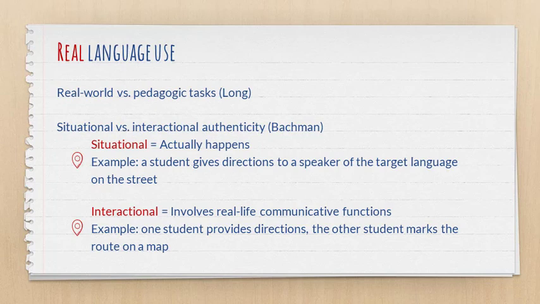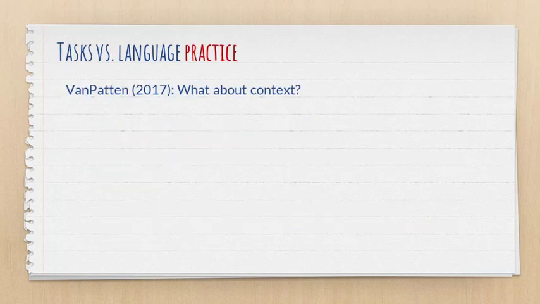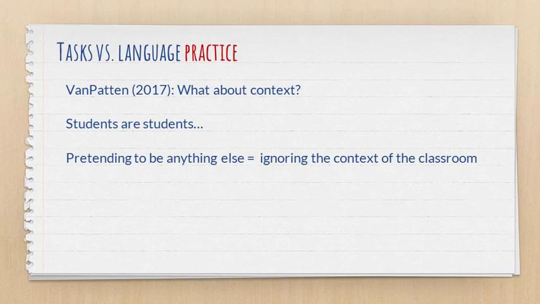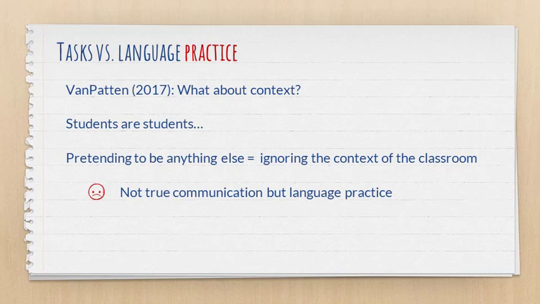Now, all of these tasks are indeed tasks according to TBLT. However, VanPatten doesn't quite agree with it. He would say these are not real tasks. Why? Because for him, these tasks are not respecting the context of the classroom. Students are students. They're not lost on the streets. They're not tourists. And so asking them to pretend to be any of these things ignores the context of the classroom, and thus this is not true communication, but language practice.